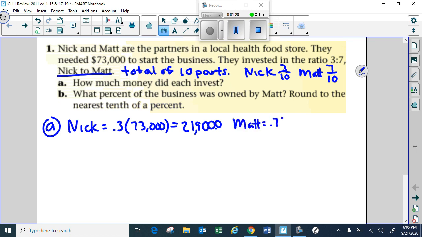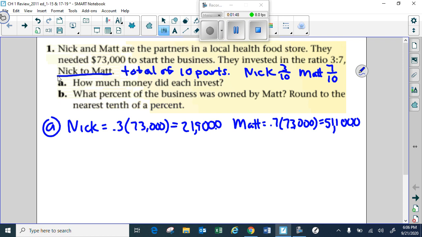he did 7/10 of the 73,000. So you have 0, 0, 0. 7 times 3 is 21. Add the 2, 49, 51, and over 1 place. So he had 51,100. Okay.